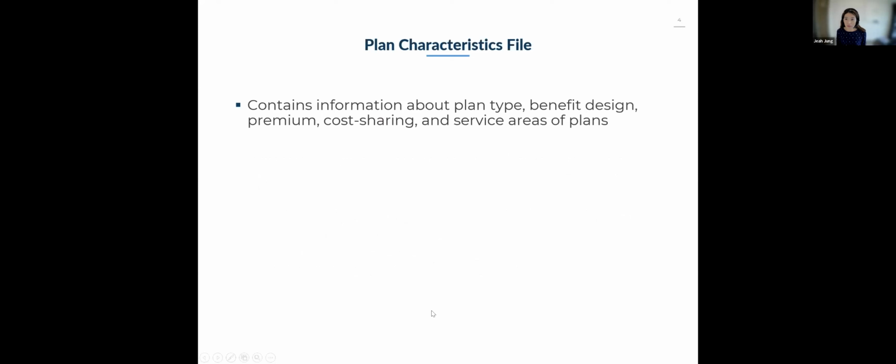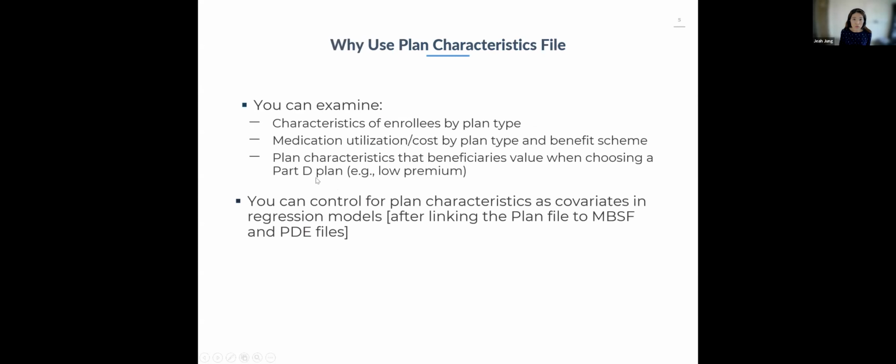So what is a plan characteristics file? A plan characteristics file contains information about Part D drug plan type, benefit design, premium and cost sharing information, and service areas. So when do you want to actually purchase a plan characteristics file? I think you can buy it, but if you want to get the plan ID, you will probably have to justify it in the PDE data.